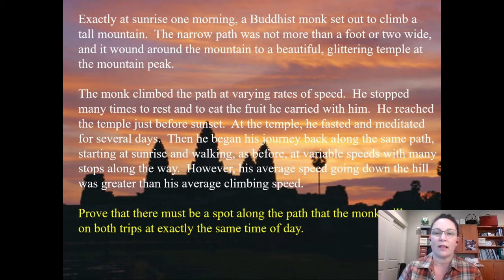At the temple, he fasted and meditated for several days. Then he began his journey back along the same path, starting at sunrise and walking as before at variable speeds with many stops along the way. However, his average speed going down the hill was greater than his average climbing speed. Okay, so that's your setup, and here's your problem. Prove that there must be a spot along the path that the monk will pass on both trips at exactly the same time of day.